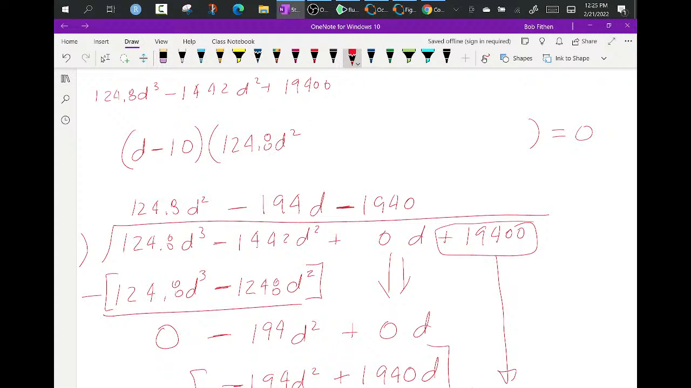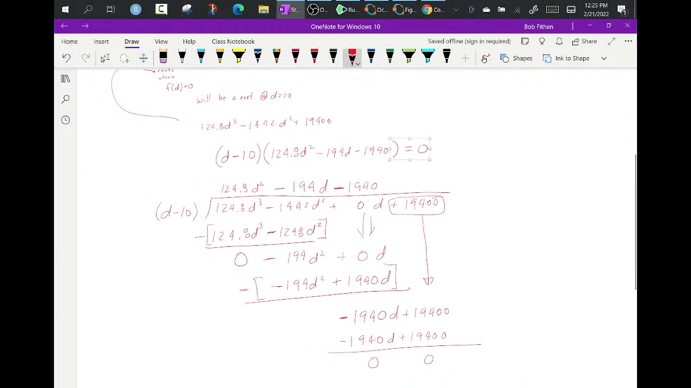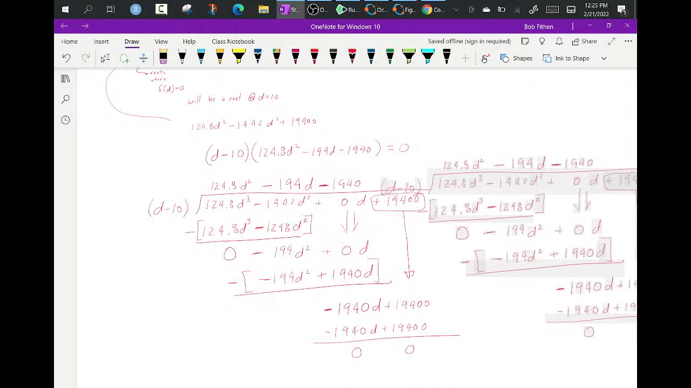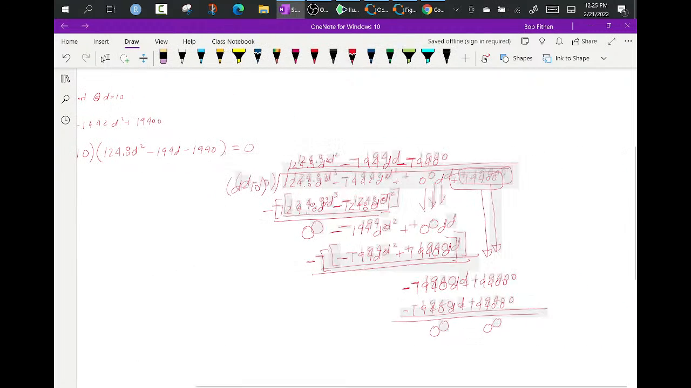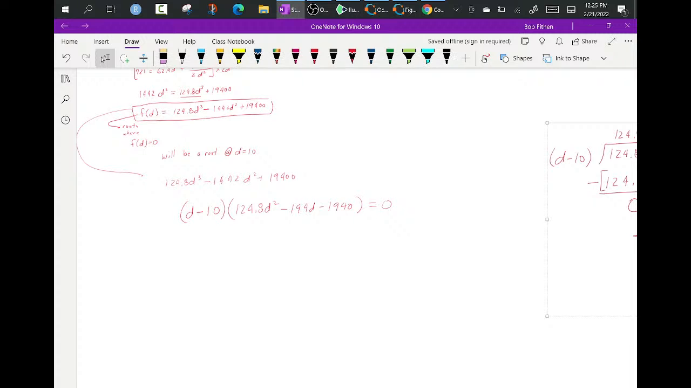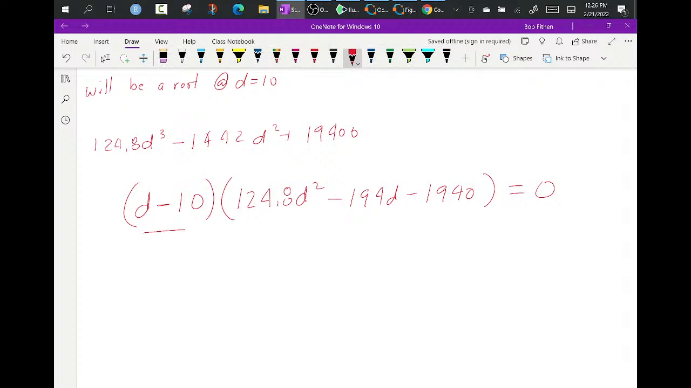124.8 d squared minus 194 d minus 1940, and slide that back over. Now, this mess that I've created here, I'll take it, slide it to the right, more to the right, get it out of the way. It's already found one root here, so now I'll find the roots of this.